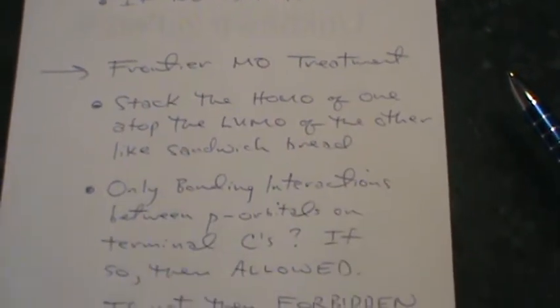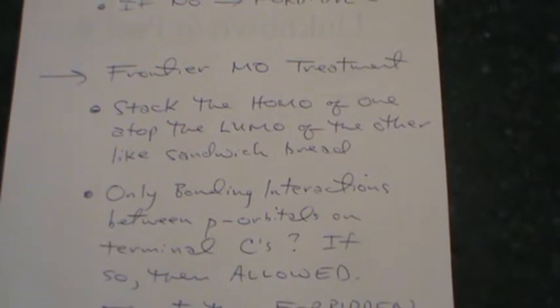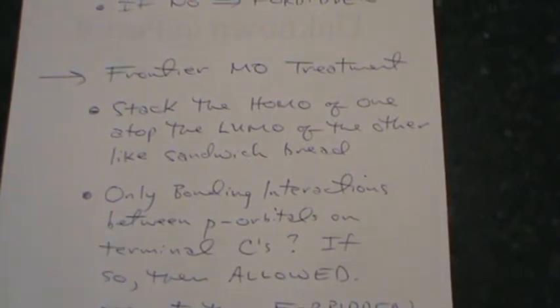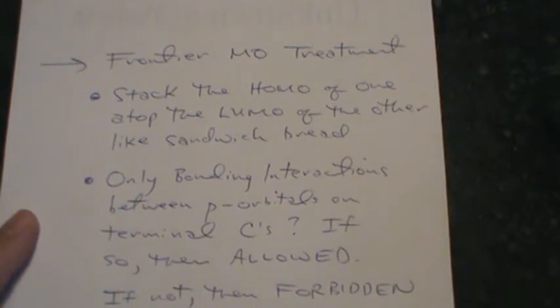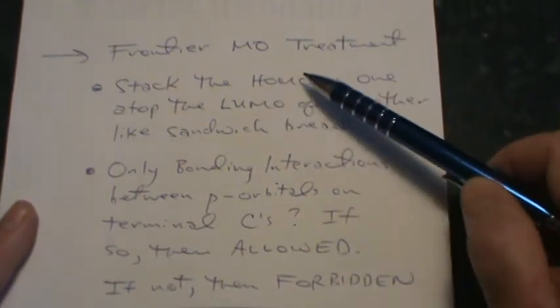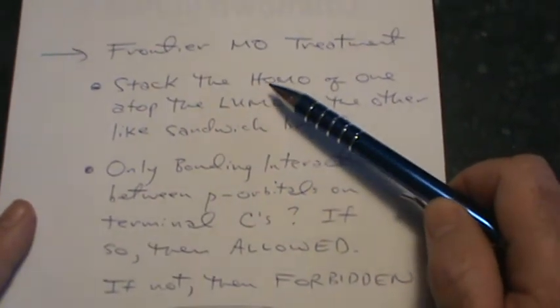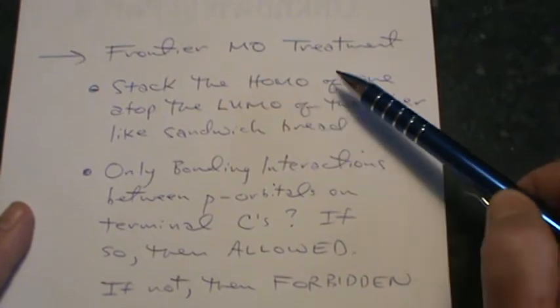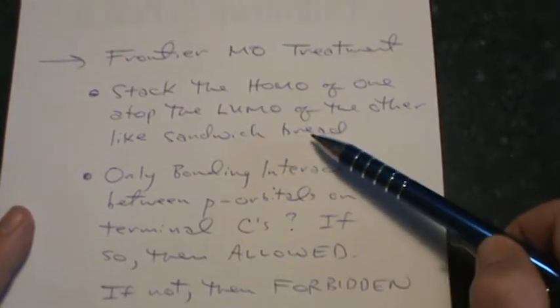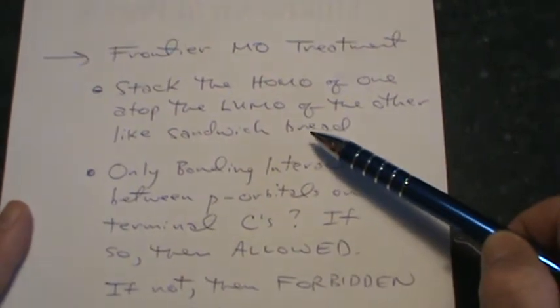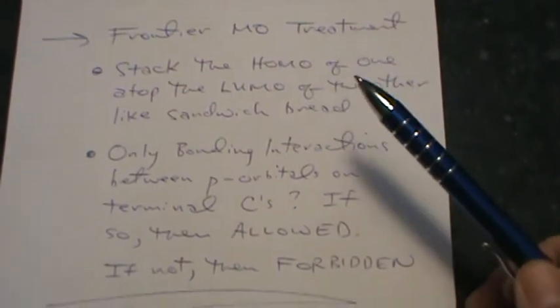Frontier molecular orbital treatment is very closely related, but it's a little bit different than the Woodward-Hoffmann treatment. Once again, we're going to focus on the frontier molecular orbitals, but rather than worry about their symmetries, we're simply going to stack one of them on top of the other. So we would stack the highest occupied molecular orbital of one species atop the lowest unoccupied molecular orbital of the other, kind of like two pieces of sandwich bread, stacked one on top of another.